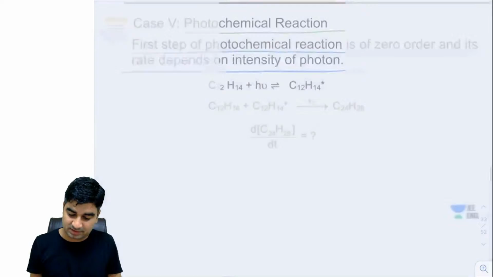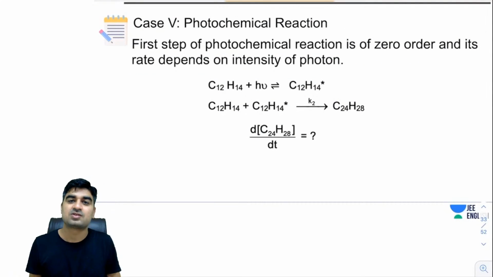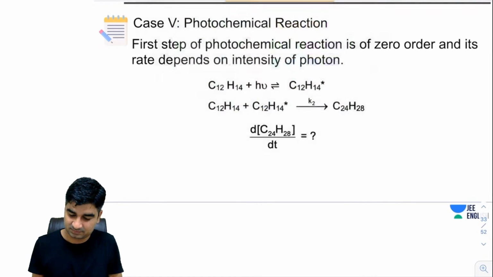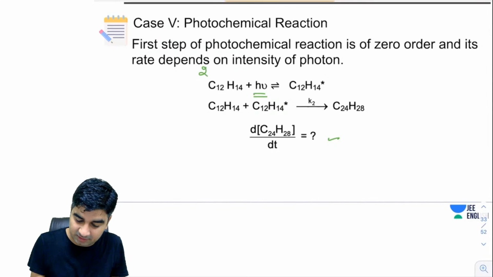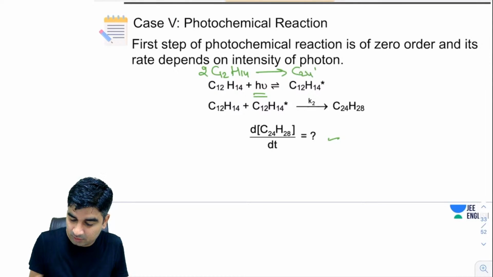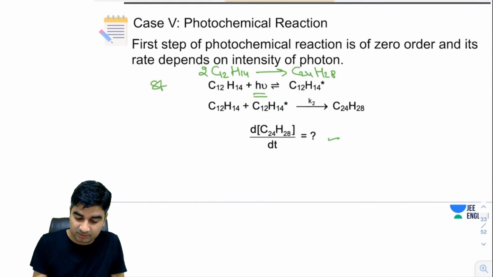So now we can start this problem, and the problem is on your screen. Solve it. So the reaction is, find out this. This is h nu, basically the first step of a photochemical reaction. The reaction is C12H14 giving you C24H28. This is step 1, this is step 2.